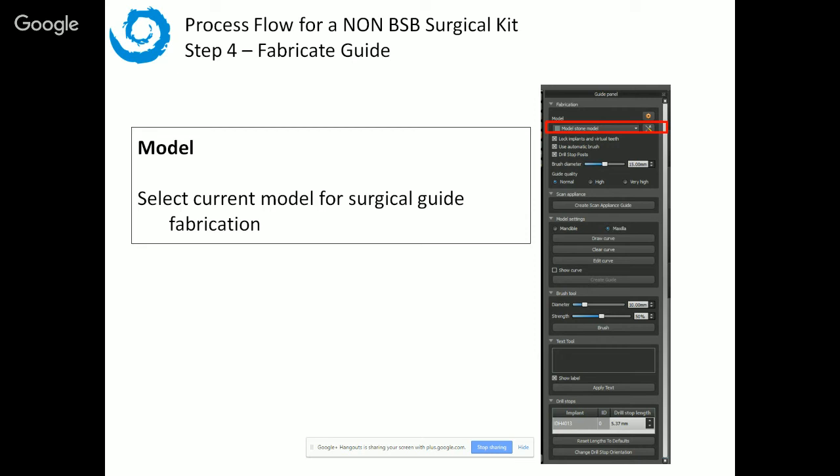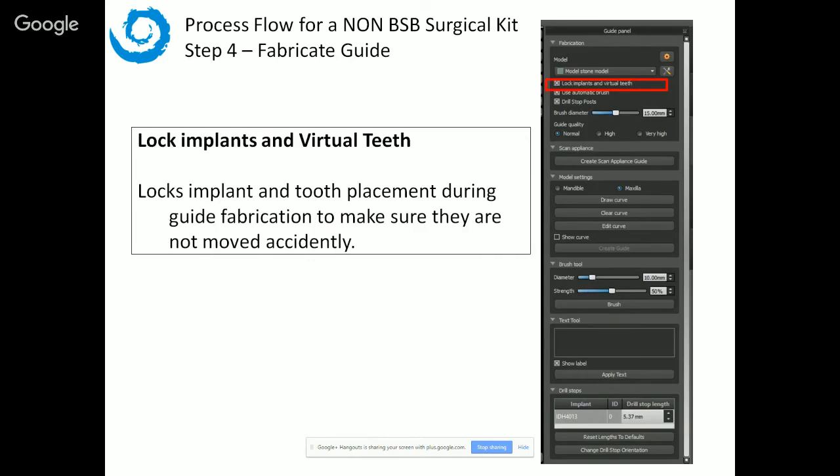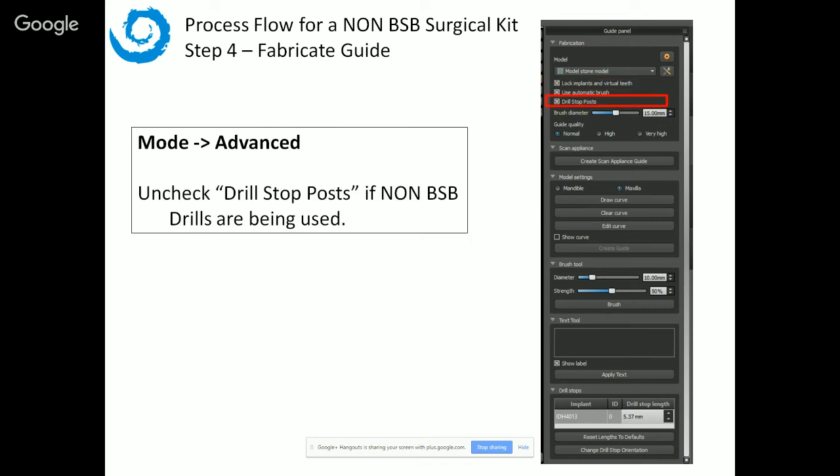Okay. First, you're going to select from the drop-down the model that you're using for surgical guide fabrication. Lock implants and virtual teeth, very simple, and make sure that while you're drawing the curve or manipulating to fabricate your surgical guide, you don't accidentally move the implants and the virtual teeth. This is done by default in the normal mode. But here you have an option to turn it on and turn it off.